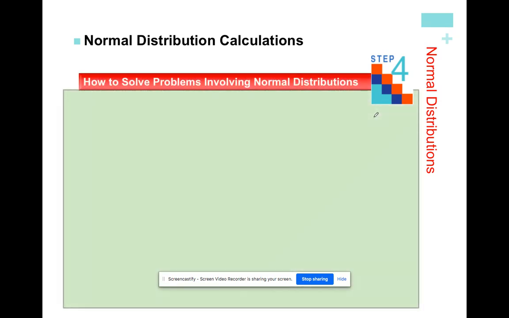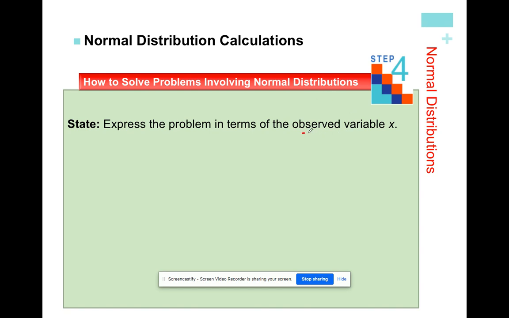So when we do normal distribution calculations, we're really going to start to build the 4-step process here. Still, we want to restate the problem, and we can do that in a sentence. We want to do it in terms of the observed variable x, because in the last couple of slides, you already had the z-score and just found the area under the curve, which is not really all that realistic. What we're going to ultimately see is IQ scores follow a normal distribution with a given mean and standard deviation. What's the probability that the IQ score is greater than 112?